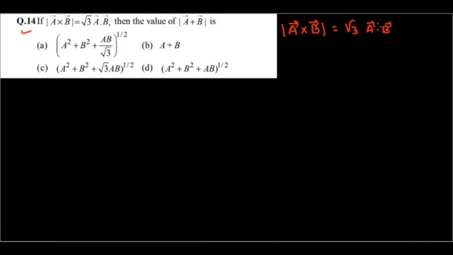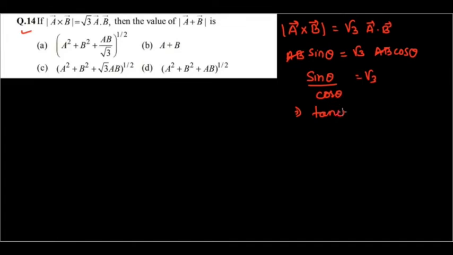So we know that the cross product of two vectors is a vector quantity, and in the question it is given that the magnitude of A cross B, which means AB sin theta. So here we don't need to write n cap because it is only the magnitude. So magnitude of A cross B is AB sin theta, that is equal to root 3 times A dot B. We know that A dot B is AB cos theta. So AB sin theta is equal to root 3 AB cos theta. So AB will cancel. So you will get sin theta by cos theta is equal to root 3. That implies tan theta is equal to root 3.